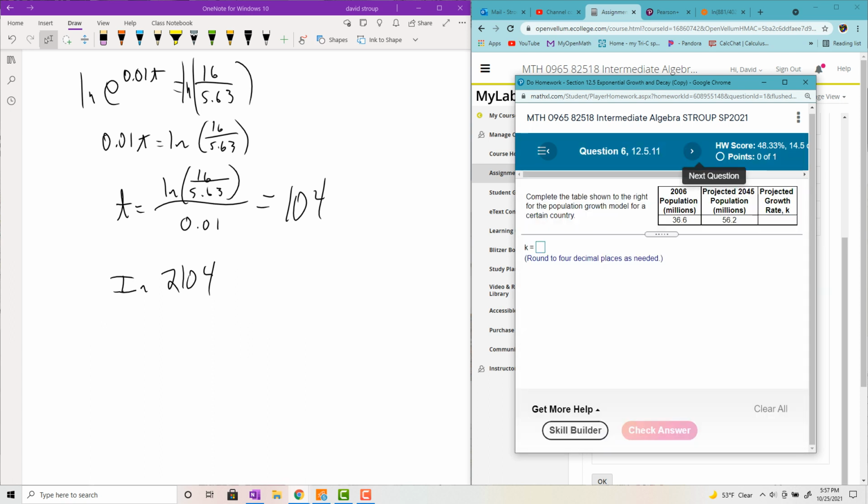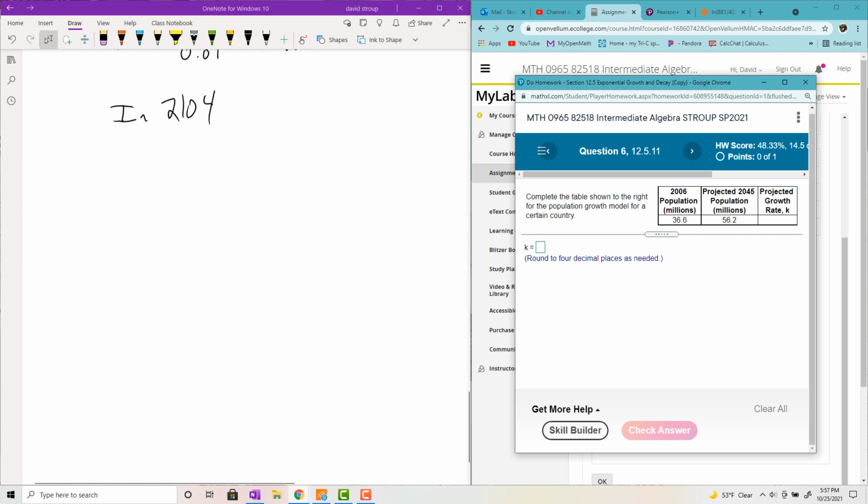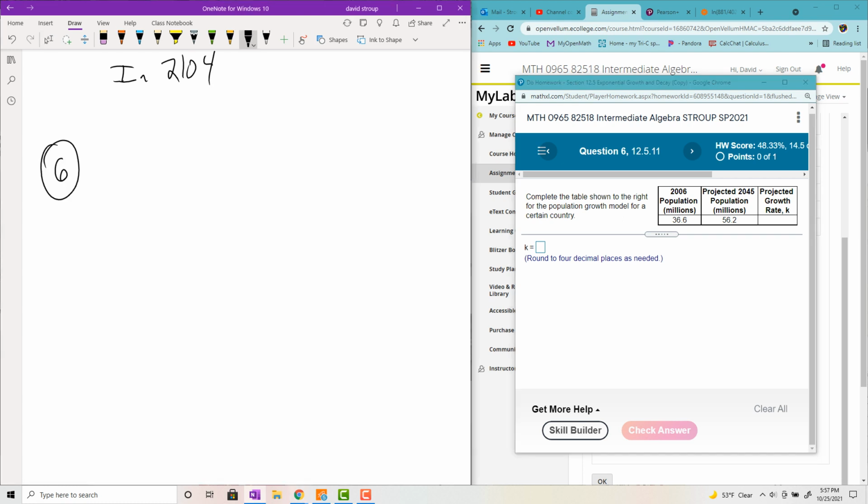As usual, I've removed some of this. These are kind of weird, these fill-in-the-chart problems, so I just want to do one of those to make sure we're all on the same page. It's question 6. They tell you that the population in 2006 is 36.6 million, the projected population in 2045 is 56.2 million, and they want you to just find the growth rate, k.